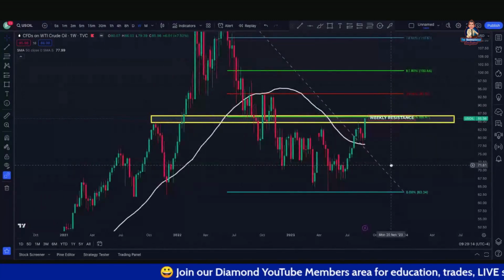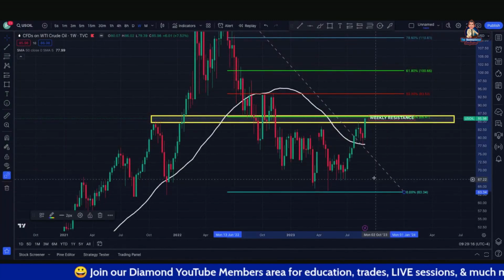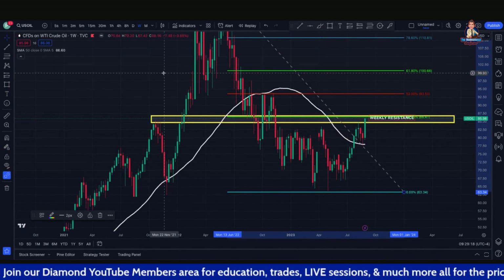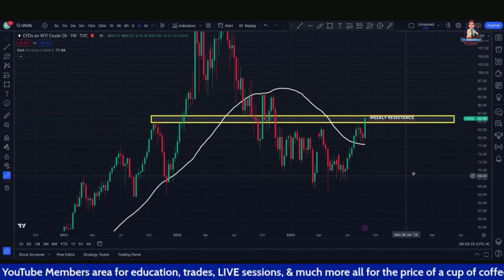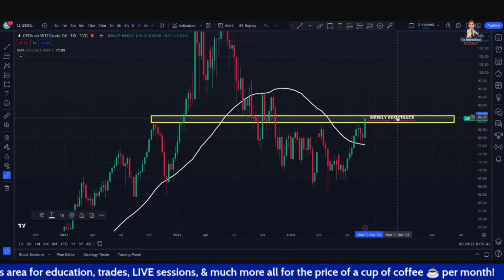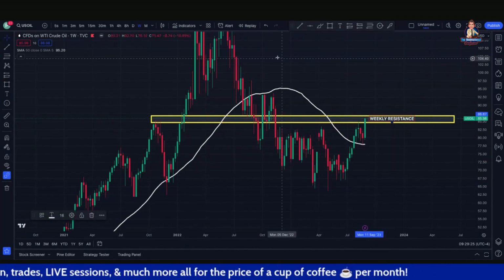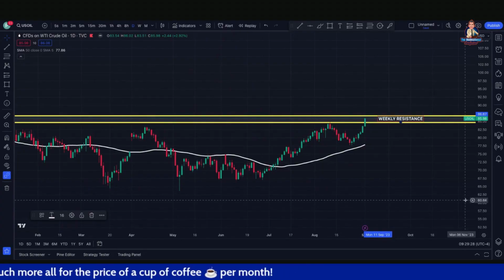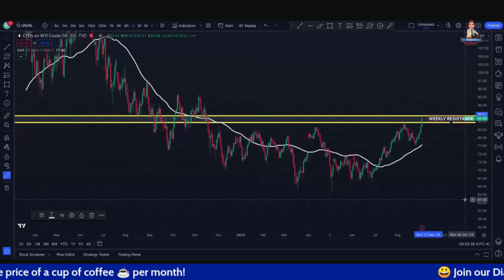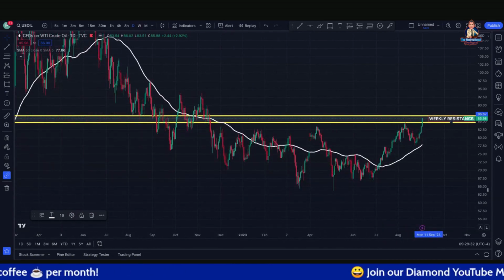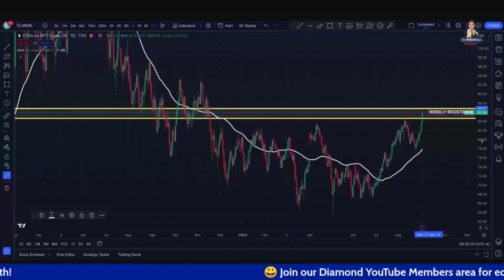So the next thing I'm going to do is remove the Fibonacci levels. Okay, now that we've established the weekly resistance, let's move this down here so you can have it. And then I want to drop down to the daily. Okay, so as we begin to look here at the daily, we understand that we are at that weekly resistance.